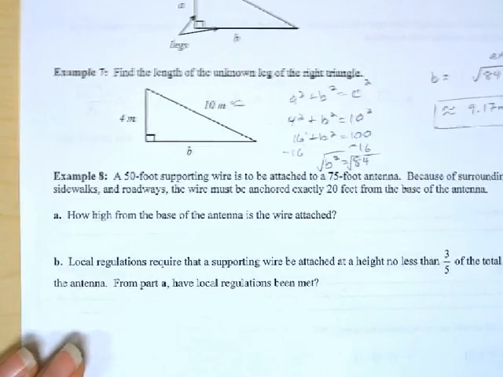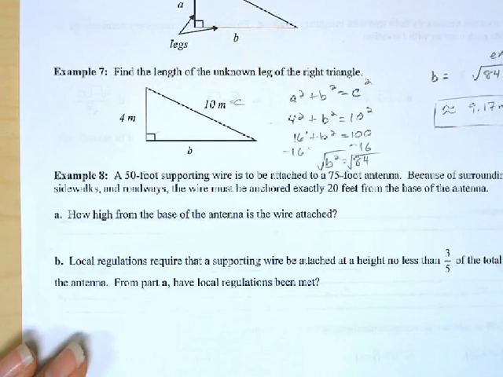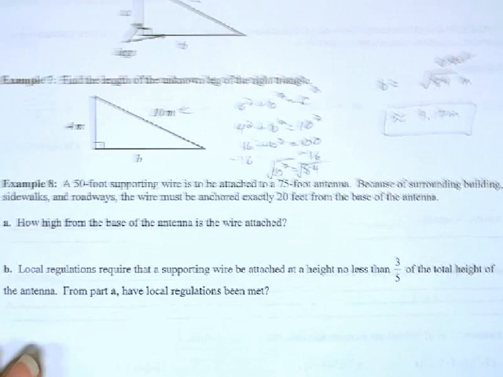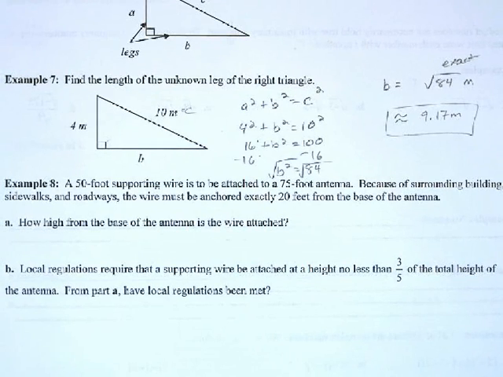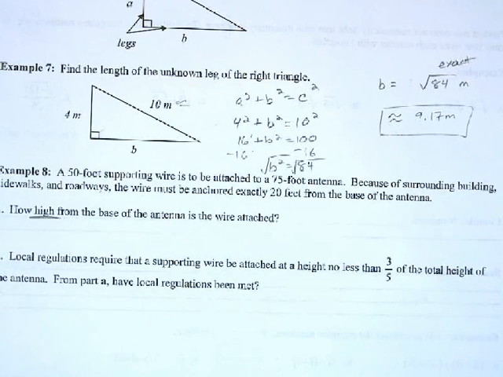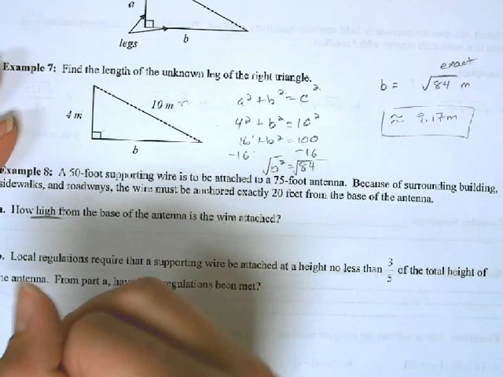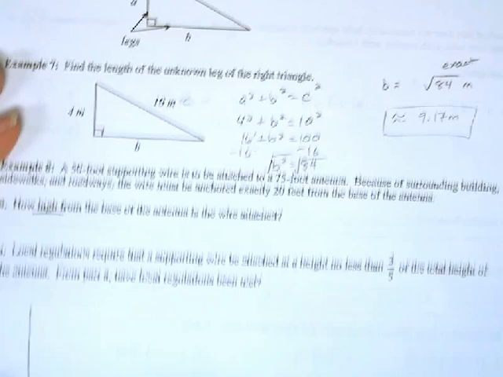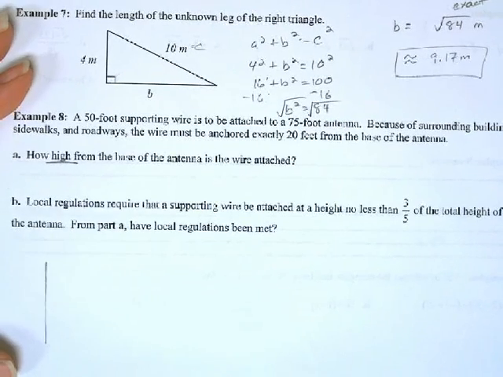50-foot supporting wires to be attached to a 75-foot antenna because of surrounding buildings and sidewalks and roadways. The wire must be anchored exactly 20 feet from the base of the antenna. How high from the base of the antenna is the wire attached? That's what I'm looking for.